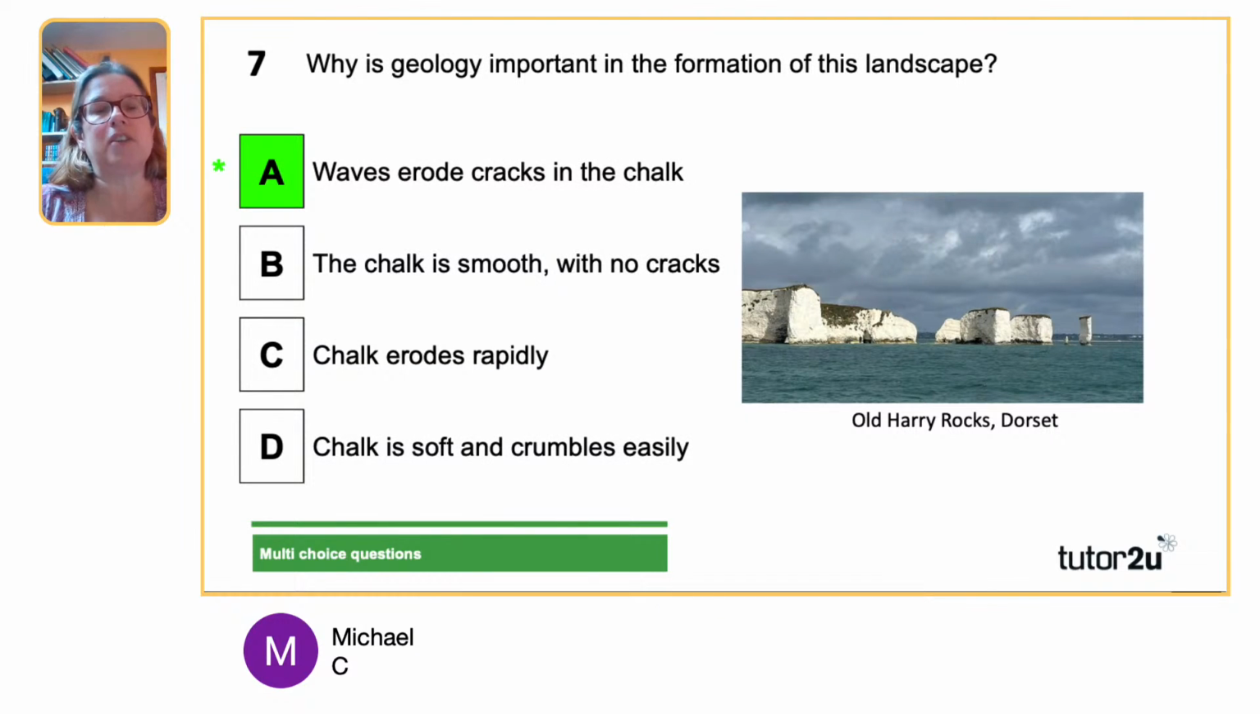Right, okay. So quite a few people said chalk erodes rapidly. That can be a misconception. Chalk may be brittle when you've got a stick of chalk and you can snap it easily, but as a rock, it is very hard, but it has cracks in it. And so what happens in the case of old Harry is we've got cracks in the rock, which then get eroded by the waves, and those will get wider, forming a cave. And then we get this sequence, which is going to create this sort of landscape on a headland. So think carefully when you're revising about geology, about the different types of rocks and their characteristics.